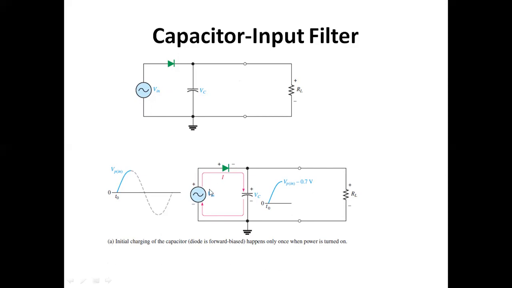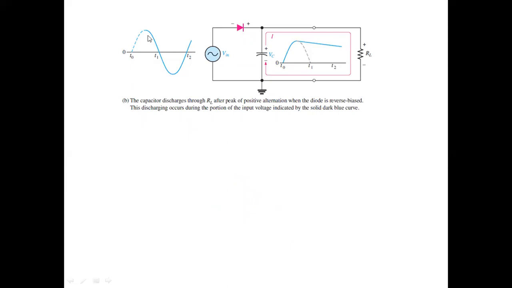And what happens is it forward biases this diode so that current flows through to the capacitor and charges the capacitor to a voltage equal to the peak input voltage less one diode drop. So from this point to this point, the capacitor is charging. And now from this point down to this point, the capacitor starts discharging, but it discharges at a slow rate compared to the rate at which the input waveform is dropping.